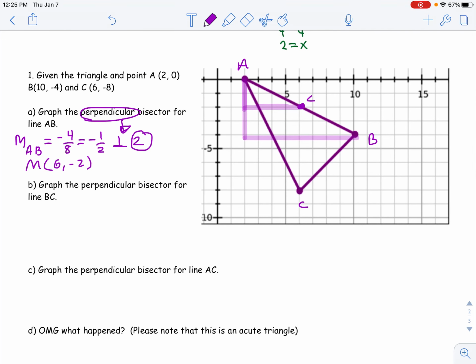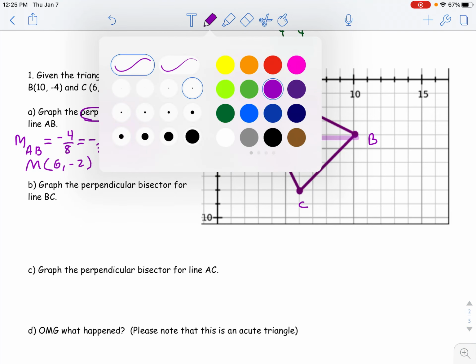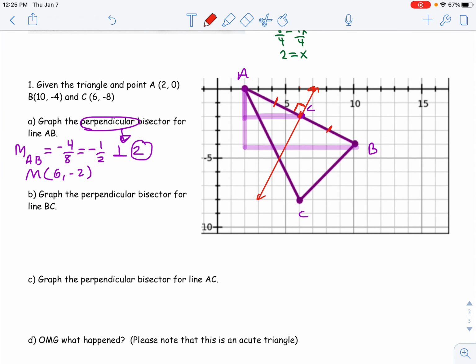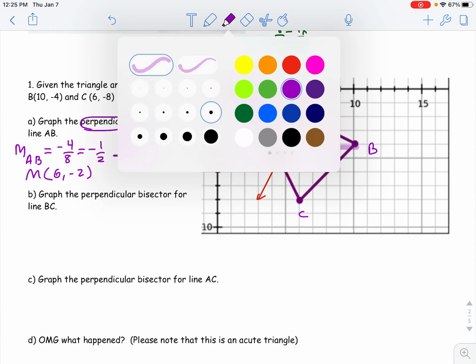So from that point right there, I found the midpoint. I found my perpendicular slope. It's just a matter of counting from this point up 2 over 1. And boom, I got a line. And let's make it look pretty. All right. So just to emphasize things, this red line's perpendicular to side AB, and point C is the midpoint. So it's a perpendicular bisector.